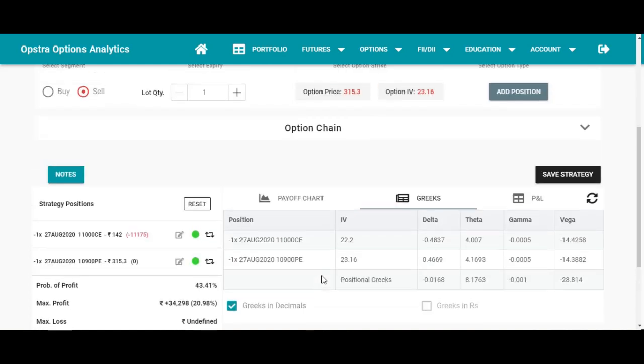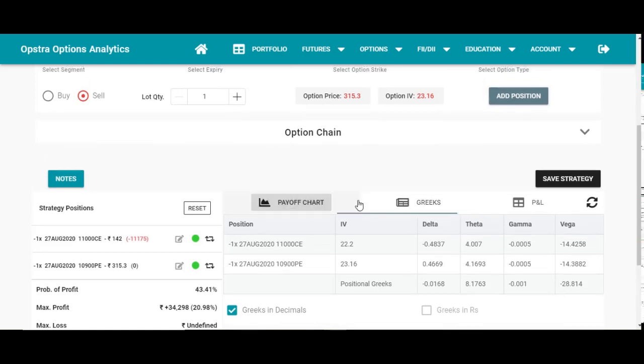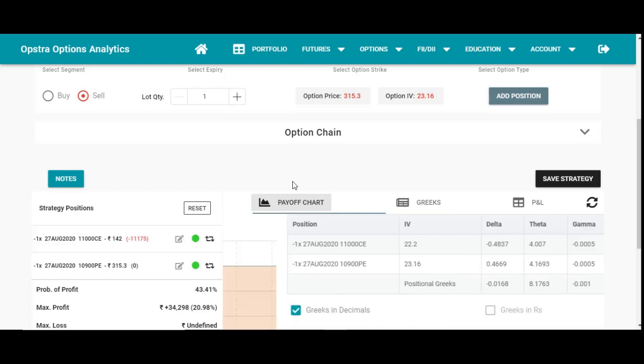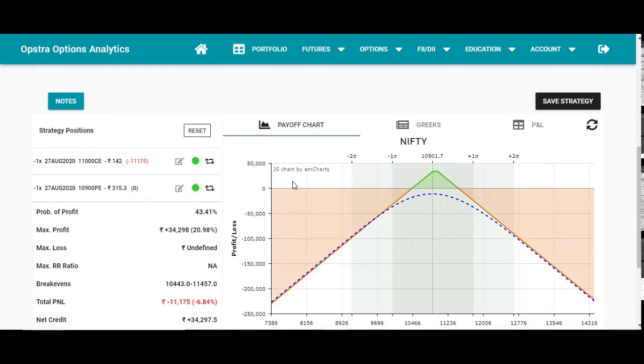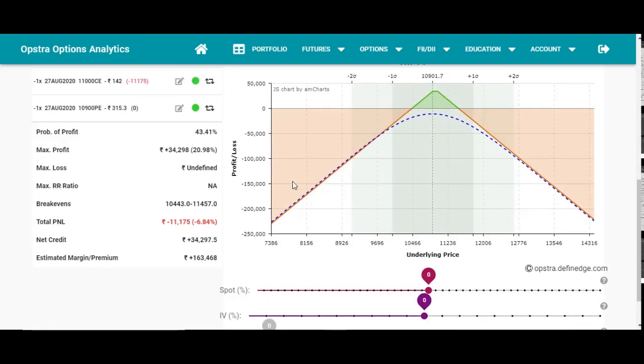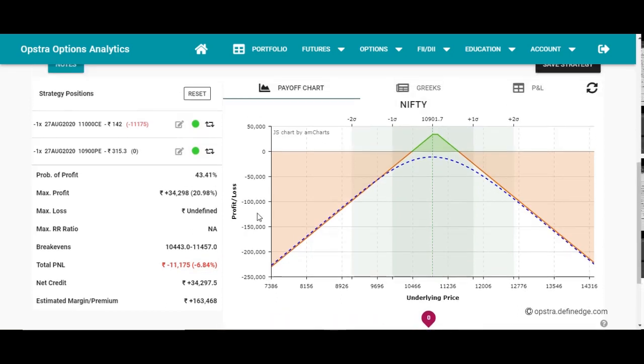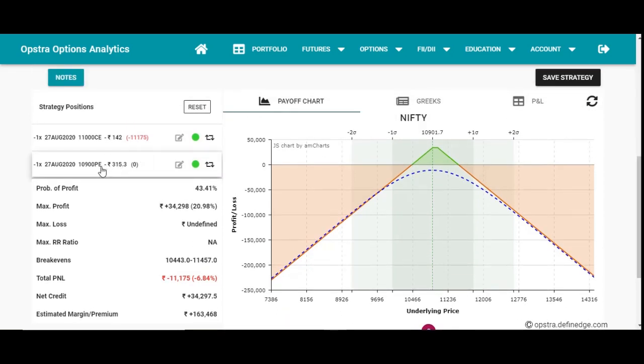So he needs to hold it till expiry so that he can get the max benefit of these adjustments. Further adjustment: even if this has gone wrong, let's assume that Nifty is moving above 10,500, then what he can do is roll up this put option. If Nifty is moving on the upside, then he should book the profit from this 10,900 put.